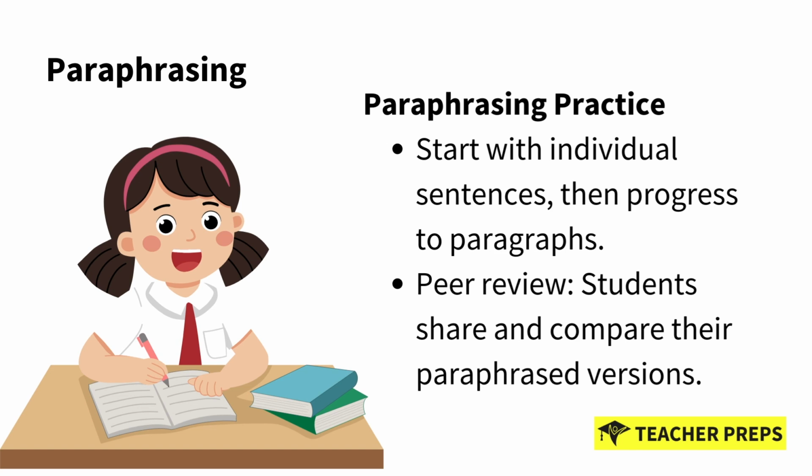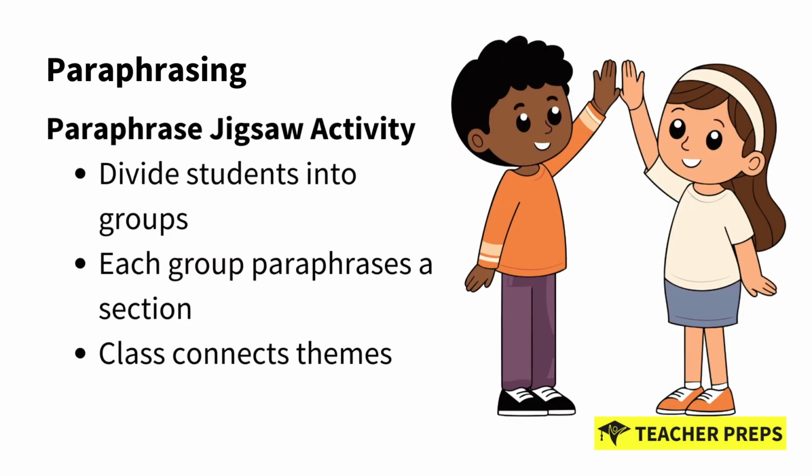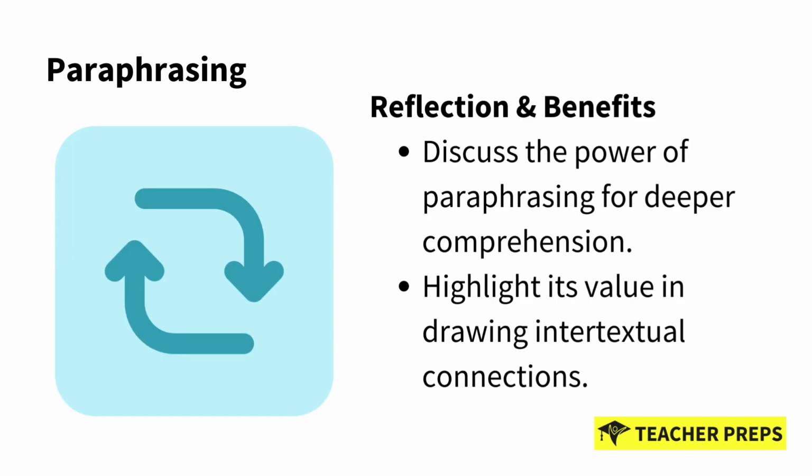Also, utilize peer review, where students share and compare their paraphrased versions. Then, like teaching summarizing, the activity here can be another jigsaw activity. In this case, you'd want to divide students into groups and assign different texts. Each group paraphrases sections, and then they share in the large group class. The class connects the themes based on the paraphrased content. And once again, end with reflection and benefits by discussing the power of paraphrasing for deeper comprehension. And don't forget to highlight its value in drawing connections.